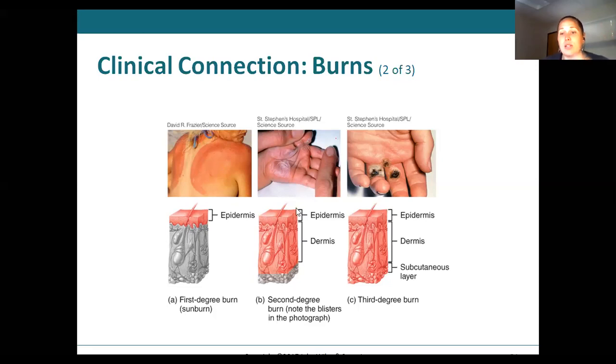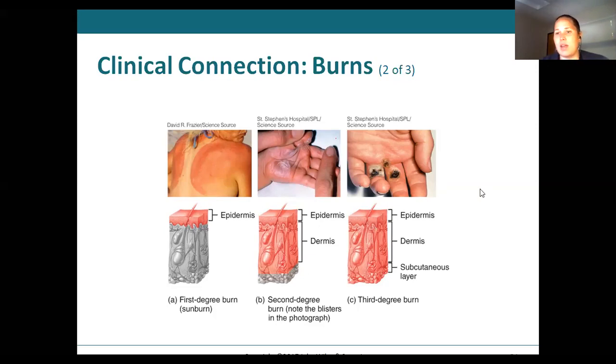Second degree burn, here you can see that it affects both the epidermis and the dermal region. So if you, let's say, grabbed a hot pot, which it looks like maybe was the case here, that looks like a kid's hand, touching a hot surface can cause blistering and disruption of both the epidermal and dermal layers. And then a third degree burn is going to disrupt the epidermis, dermis, and subcutaneous layer. You can see the third degree burn that's present on this person's hand here.